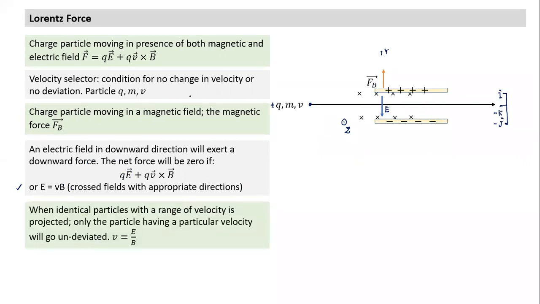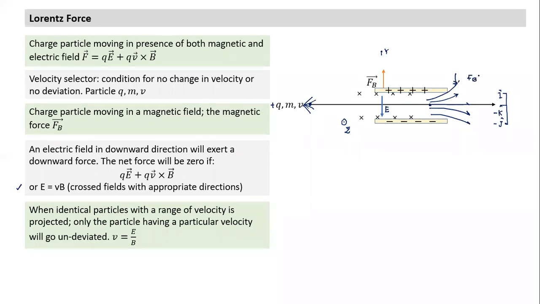Now we've taken a particular velocity. If you have a range of velocities, with different particles moving at different velocities, only some particles will go undeviated. Some particles will get deviated like this, some will have lesser deviation, some will go undeviated, and some will have deviation downwards. Let's try to understand under which condition the particles will have upward deviation. Which force has to be more?